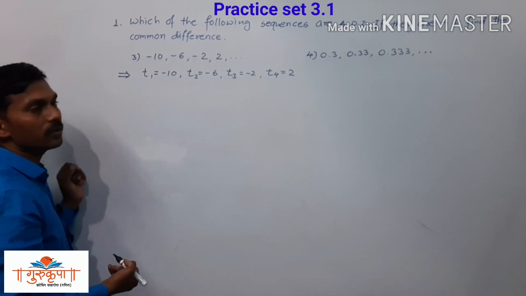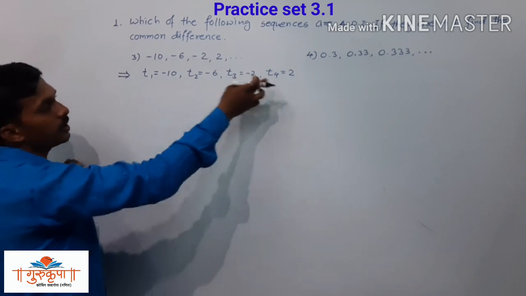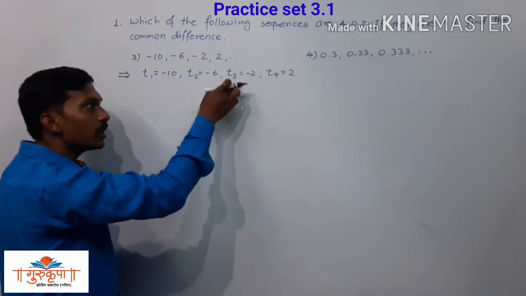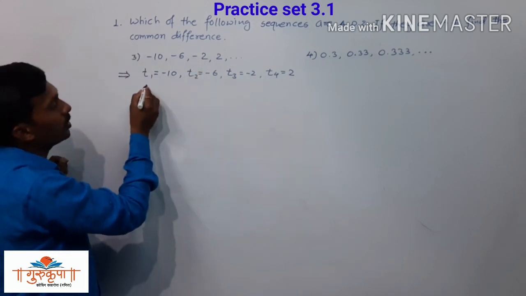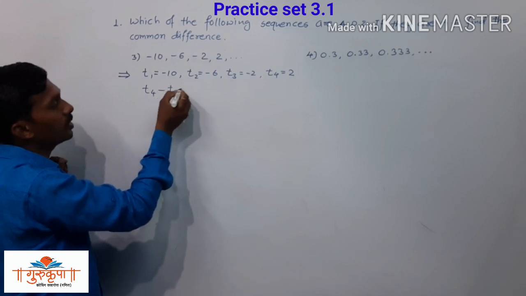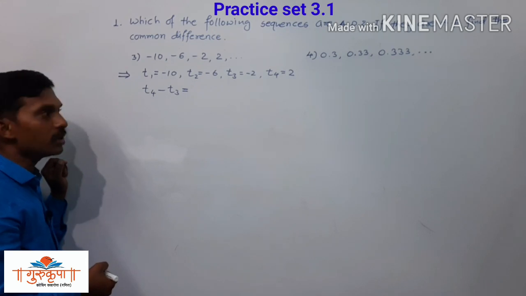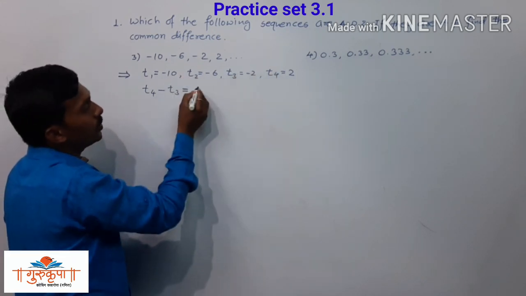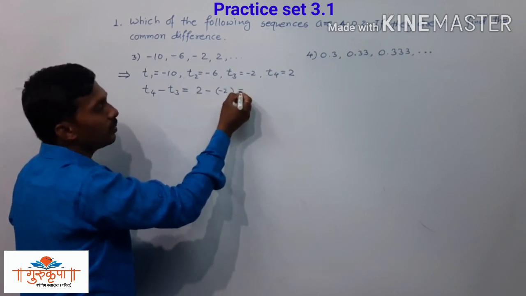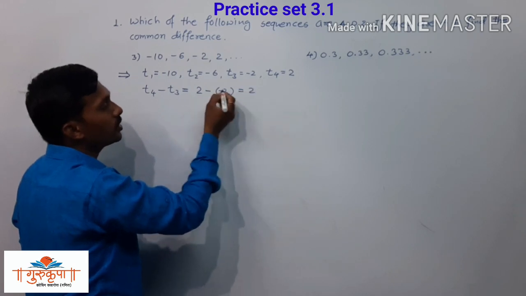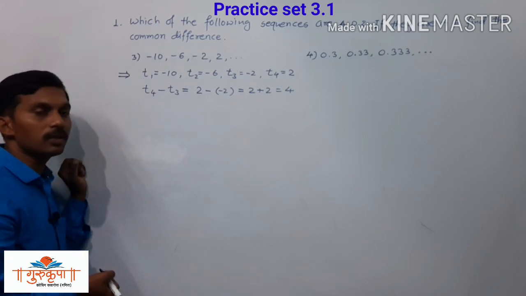We have 4 terms given, and again we have to find the common difference between all the consecutive terms, that is T4 minus T3, then T3 minus T2, then T2 minus T1. So here first we will find T4 minus T3. Since T4 is 2 minus T3 is minus 2, we can simplify it as this 2 as it is, minus into minus is plus 2, that is equal to 4. That is T4 minus T3 is equal to 4.